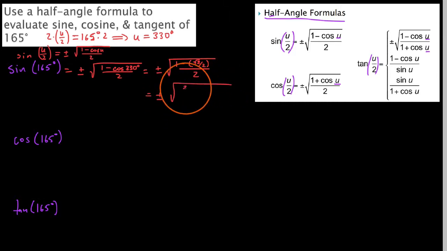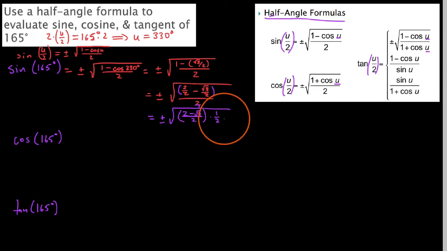Now, if I found a common denominator, it would be 2 halves minus root 3 over 2, all of this over 2. And if we multiply now by the reciprocal, we get the square root of 2 minus root 3 over 2 on the top, times the reciprocal at the bottom, which is 1 over 2. And so we end up with this right here. We get the square root of 2 minus root 3 times 1, which is 2 minus root 3, and this is all over 4.